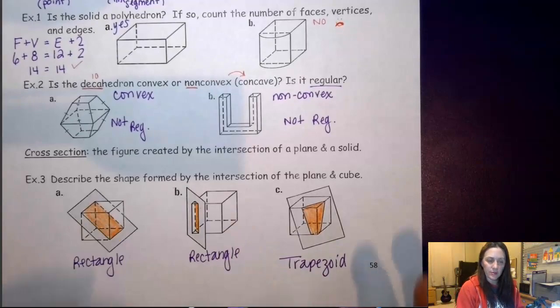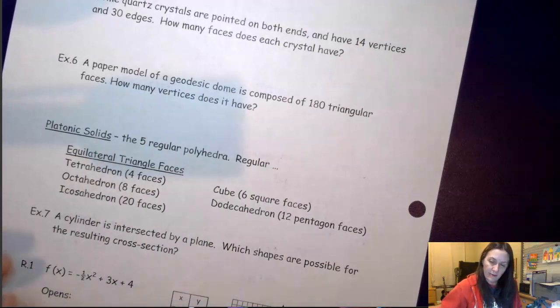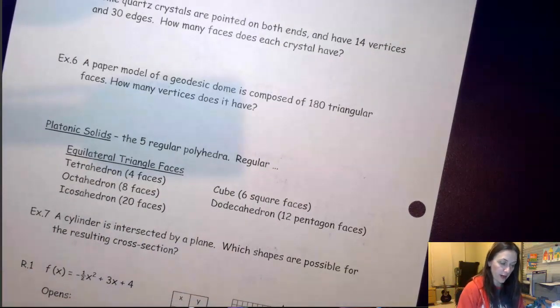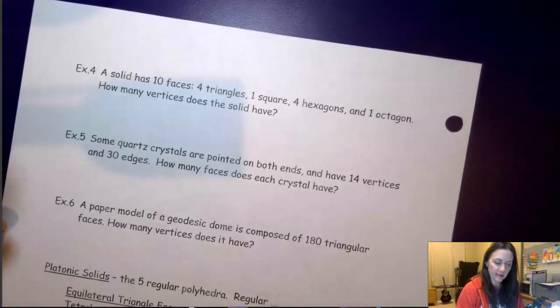Okay, I'm going to go to the next page here. A solid has 10 faces: 4 triangles, 1 square, 4 hexagons, 1 octagon. How many vertices does the solid have?